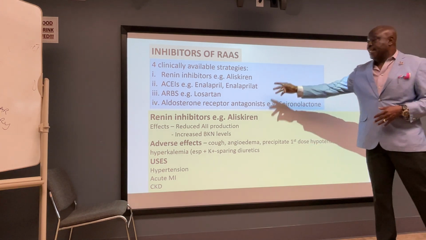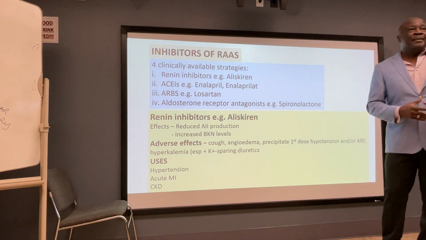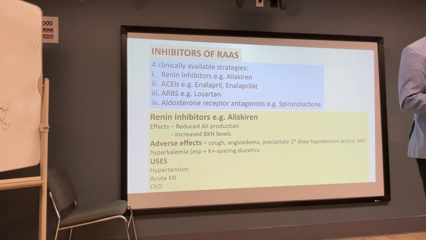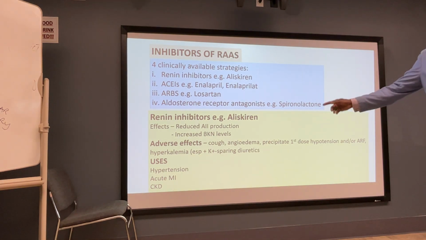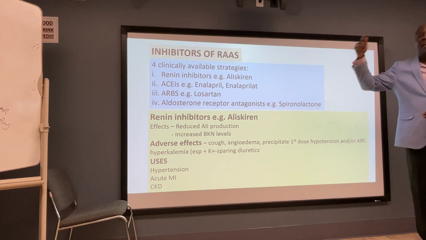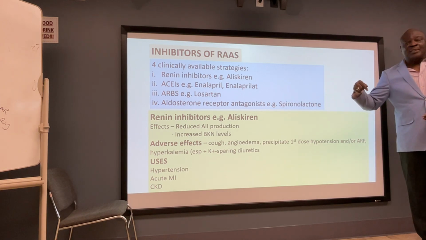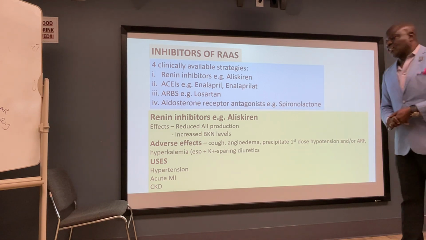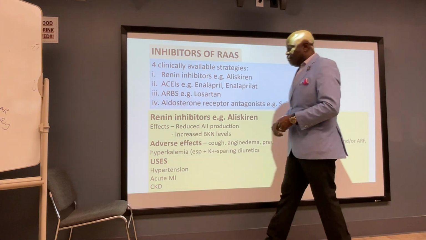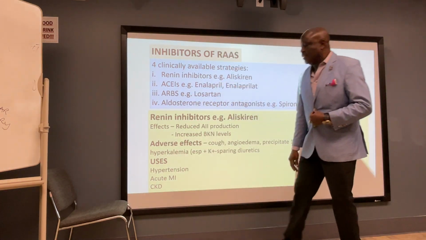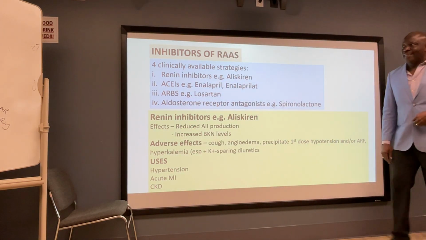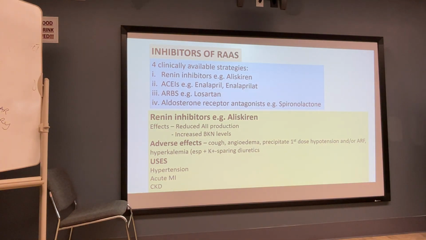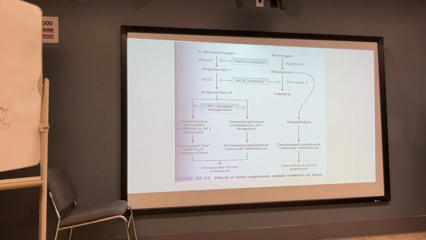And these agents can cause hyperkalemia because anytime you inhibit angiotensin 2, you are affecting aldosterone. And that's how the hyperkalemia comes about. When do you use the renin inhibitors? In hypertension, in acute myocardial infarction, and in chronic kidney disease. So I will continue from here next class.